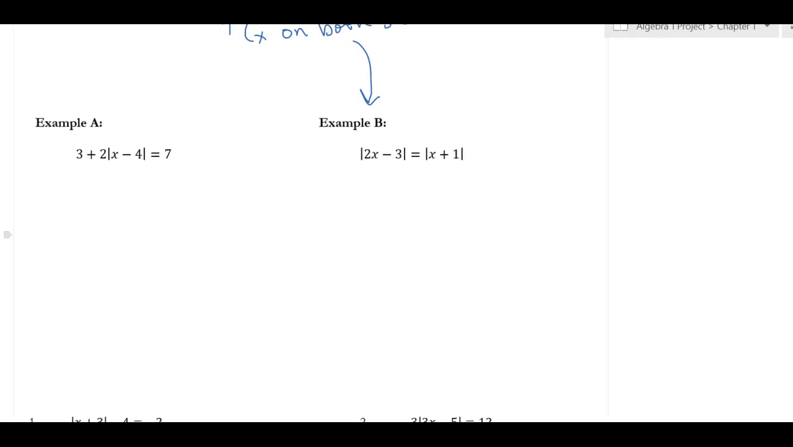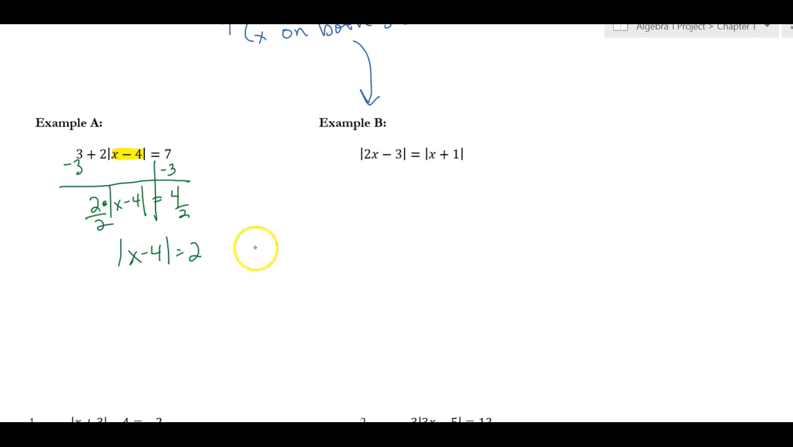Now remember, it's the same process where nothing inside the absolute value changes. I have to get rid of this other stuff, so I'm going to draw my line down. The one that's farthest away is the 3, so I'm going to minus 3 on both sides. And so I get 2 absolute value of x minus 4 is equal to 4. And now this is 2 times, so I'm going to divide by 2. And so the absolute value of x minus 4 is 2. So I've gotten my absolute value alone.